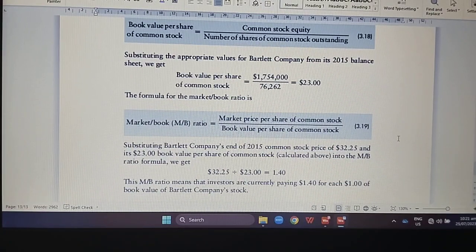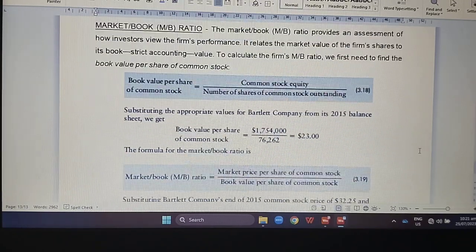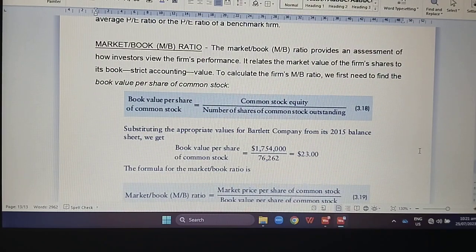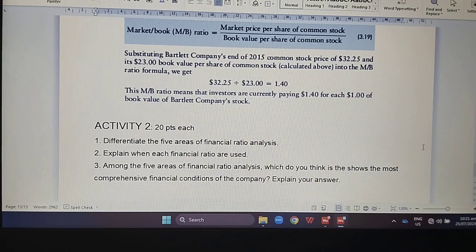Substituting the end of 2015 common stock price, $32.25, and $23 book value per share of common stock, we calculate 1.4. This means that the market to book ratio means that investors are currently paying $1.40 for each $1 of book value o ganun. So, dito, lumalabas, medyo, teka, isip-isip tayo. Okay, isip-isip tayo ng konti. Kasi we're paying 1.4 for each $1. Okay?